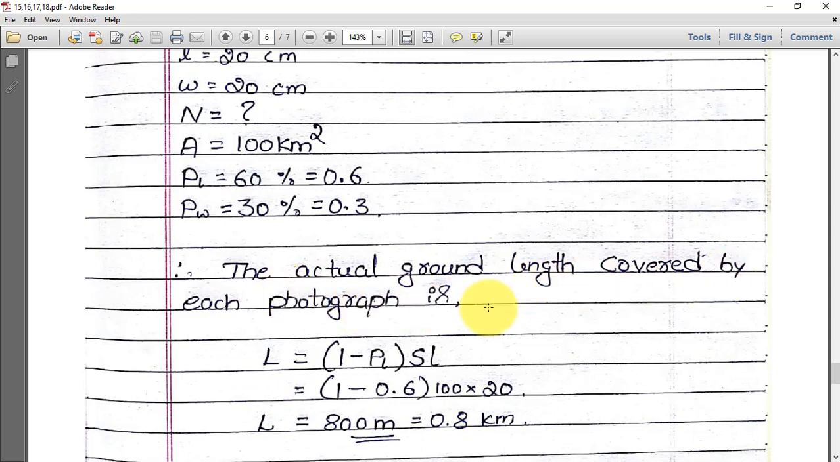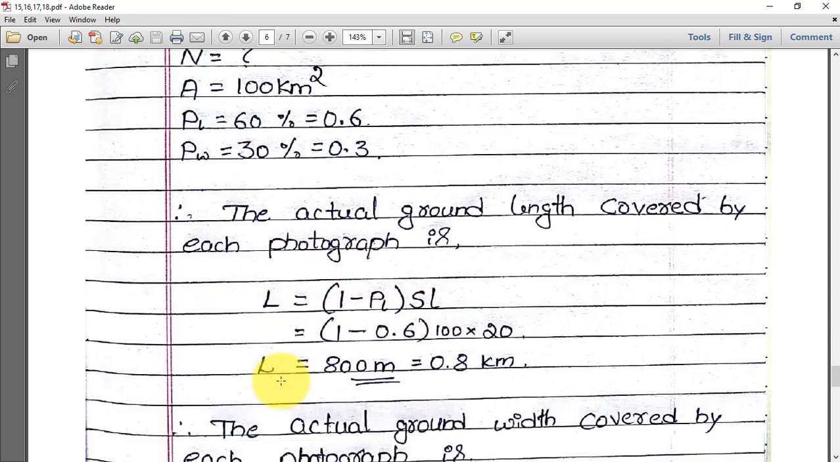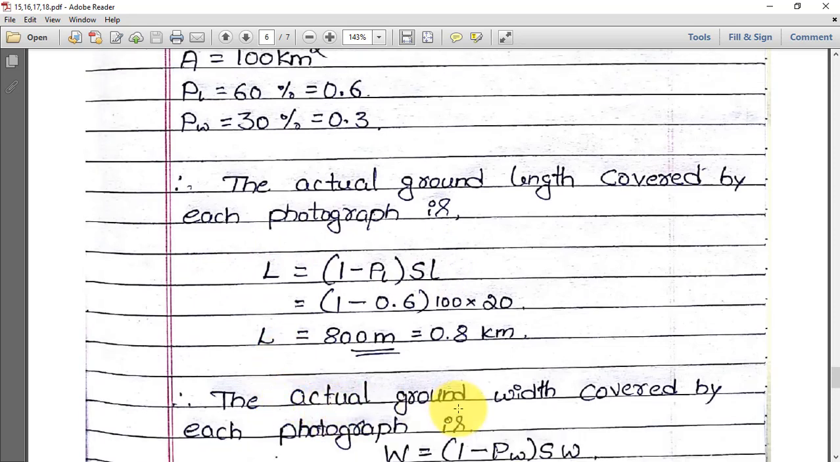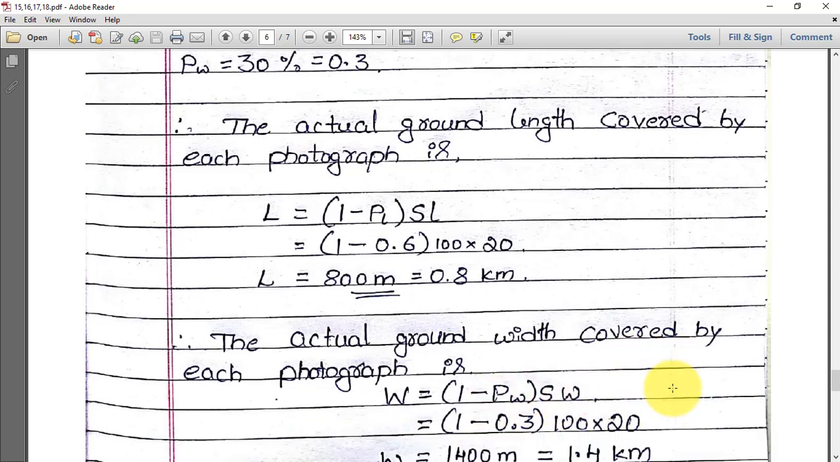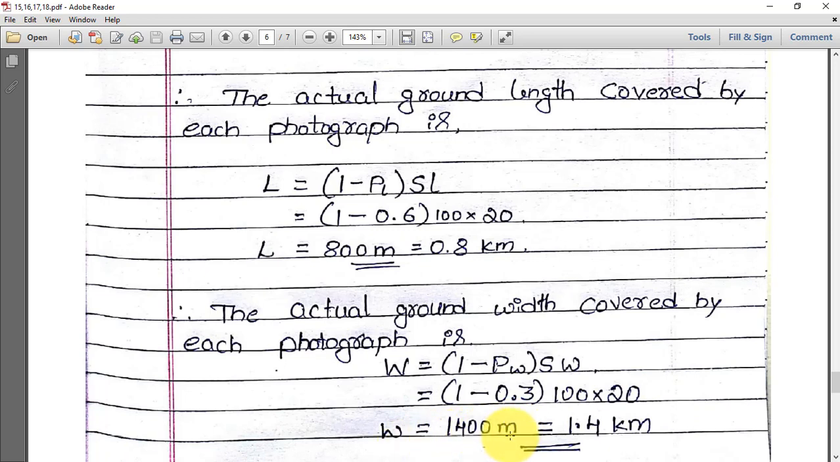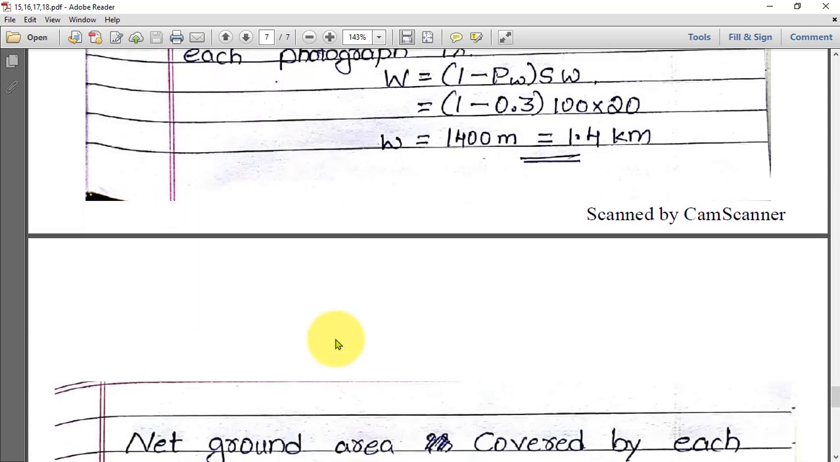Similarly, the actual ground width covered by each photograph. Now length is finished, so go for the width. Width uses the same formula: L becomes W, 1 is the same, PL becomes PW, S is the same, and small l becomes small w. Wherever you find L, just interchange it with W. You will get the actual ground width covered by each photograph: 1 minus PW into S into small w. Substitute everything. PW is 0.3, S is 100, small w is again 20 centimeter. You will get W is equal to 1400 meter. Again convert to kilometer, 1.4 kilometer.